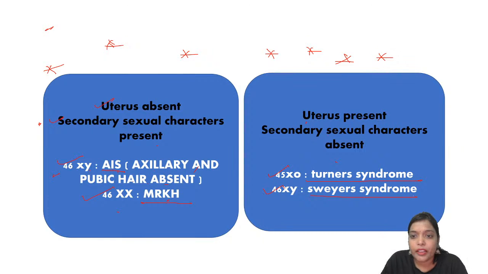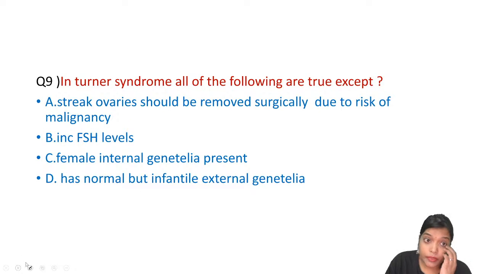Simple. This will help you to answer most of your MCQs easily, no? In Turner syndrome, all of the following are true except: streak ovaries should be removed surgically due to the risk of malignancy; there is increased FSH levels; female internal genitalia present, has normal but infantile external genitalia.